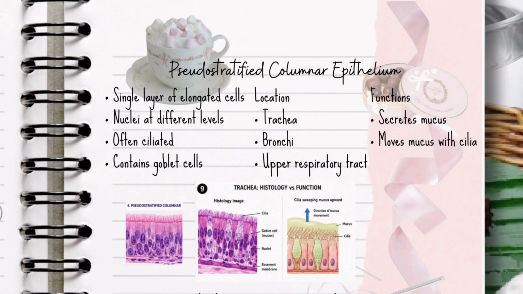One important clinical application is smoking. Smoking damages these cilia, reducing their ability to remove mucus and increasing the risk of respiratory infections. Fortunately, if smoking stops early enough, these cilia can recover.